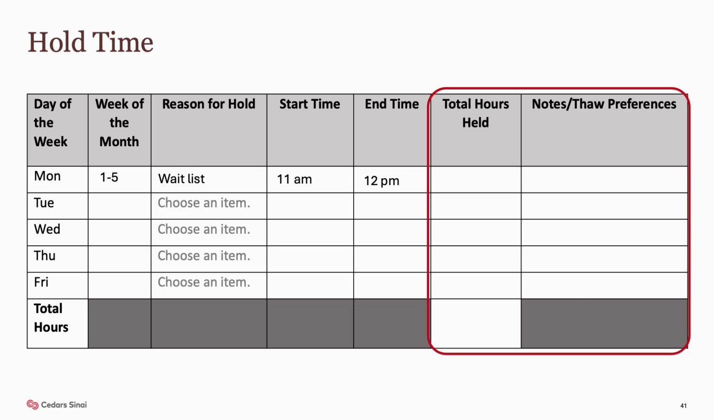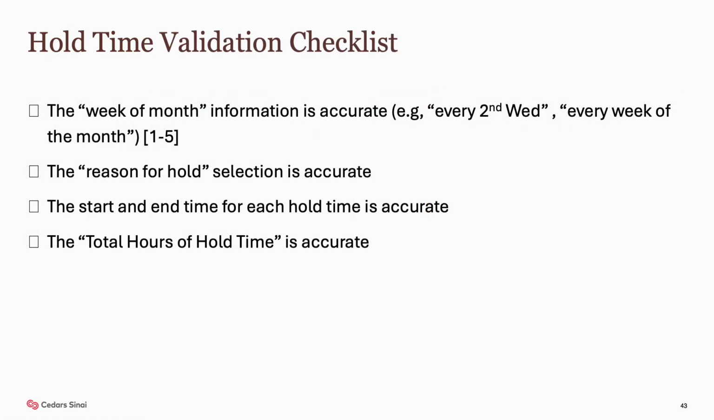Then we have the total hours held column where you need to calculate the duration of the hold time, with the last row having to sum up the total hours for the week. Lastly, there is the notes/thought preferences in which you can add additional information for each hold that is listed. When reviewing this section for accuracy, make sure you validate the following. The week of month information is accurate, the reason for hold selection is accurate, the start and end time for each hold time is accurate, and the total hours of hold time is accurate.